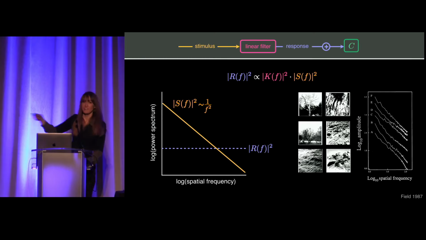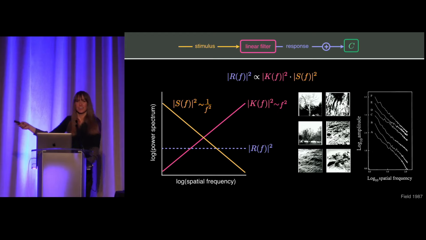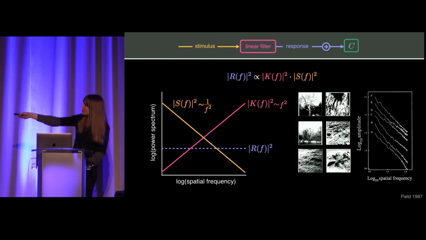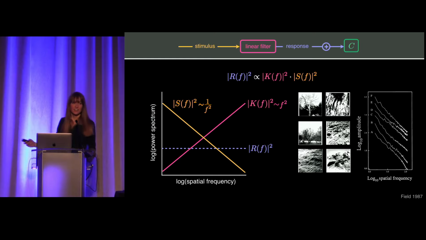So if I understood you correctly, you would want a filter that goes like f squared. So when you multiply it by 1 over f squared, you get something flat at the output. Great, thank you. So that's exactly right. If we multiply a filter that goes like f squared times a spectrum that goes like 1 over f squared, we get something that's flat at the output.